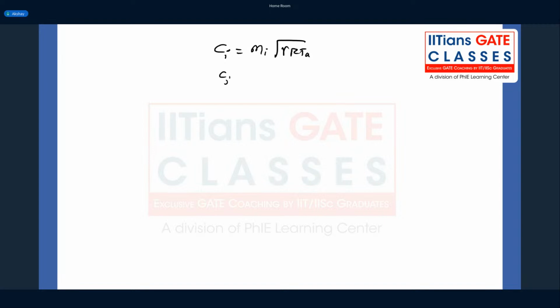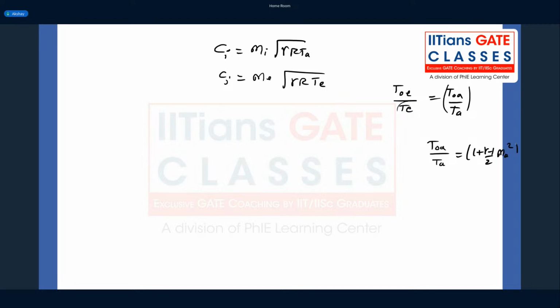Similarly, I can also write Cj is equal to Me times root of gamma R Te, right? Or this relation you can also use: T naught E by Te is equal to T naught A divided by Ta. From here you can also calculate Te, because T naught A by Ta you can easily calculate using the Mach number: 1 plus gamma minus 1 by 2 times Ma square. If you put it in, you can always calculate this ratio.